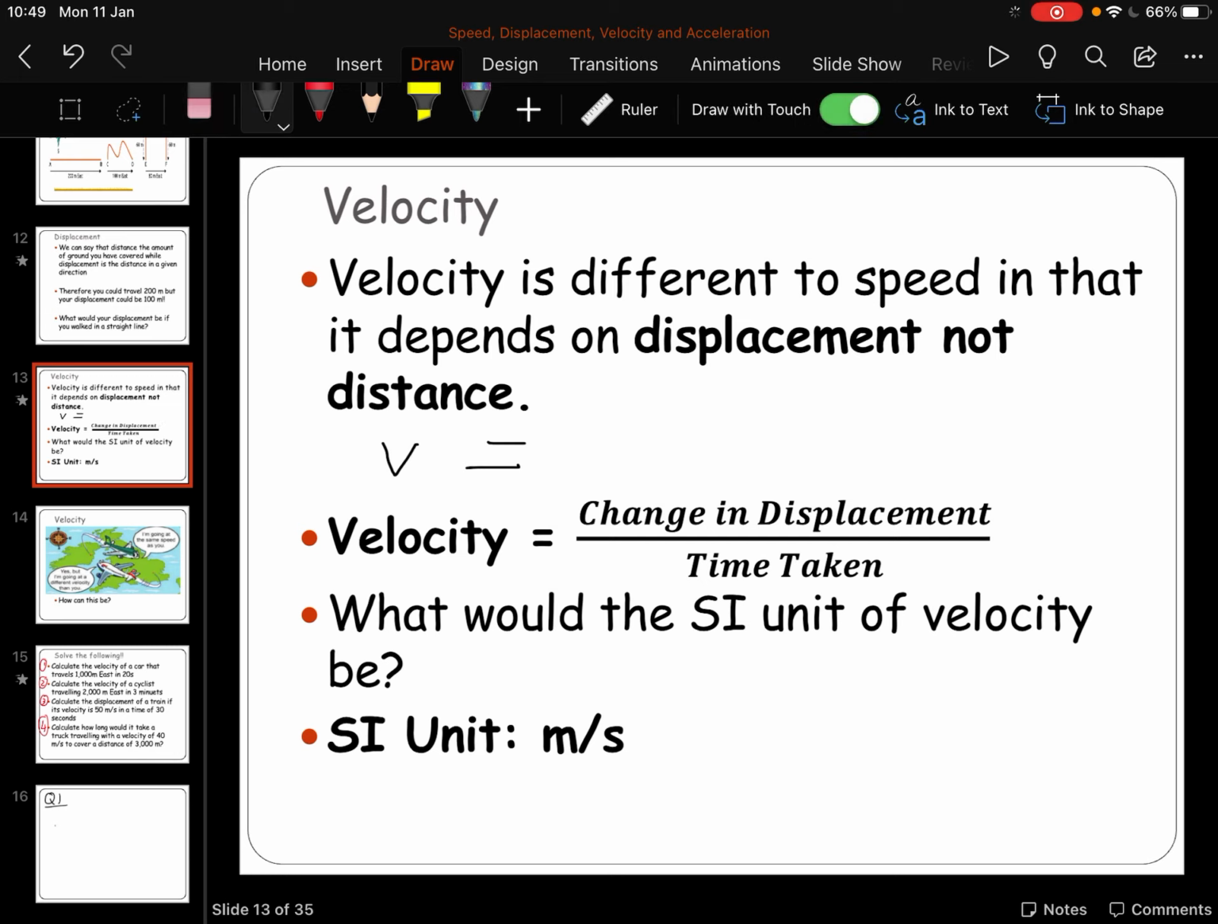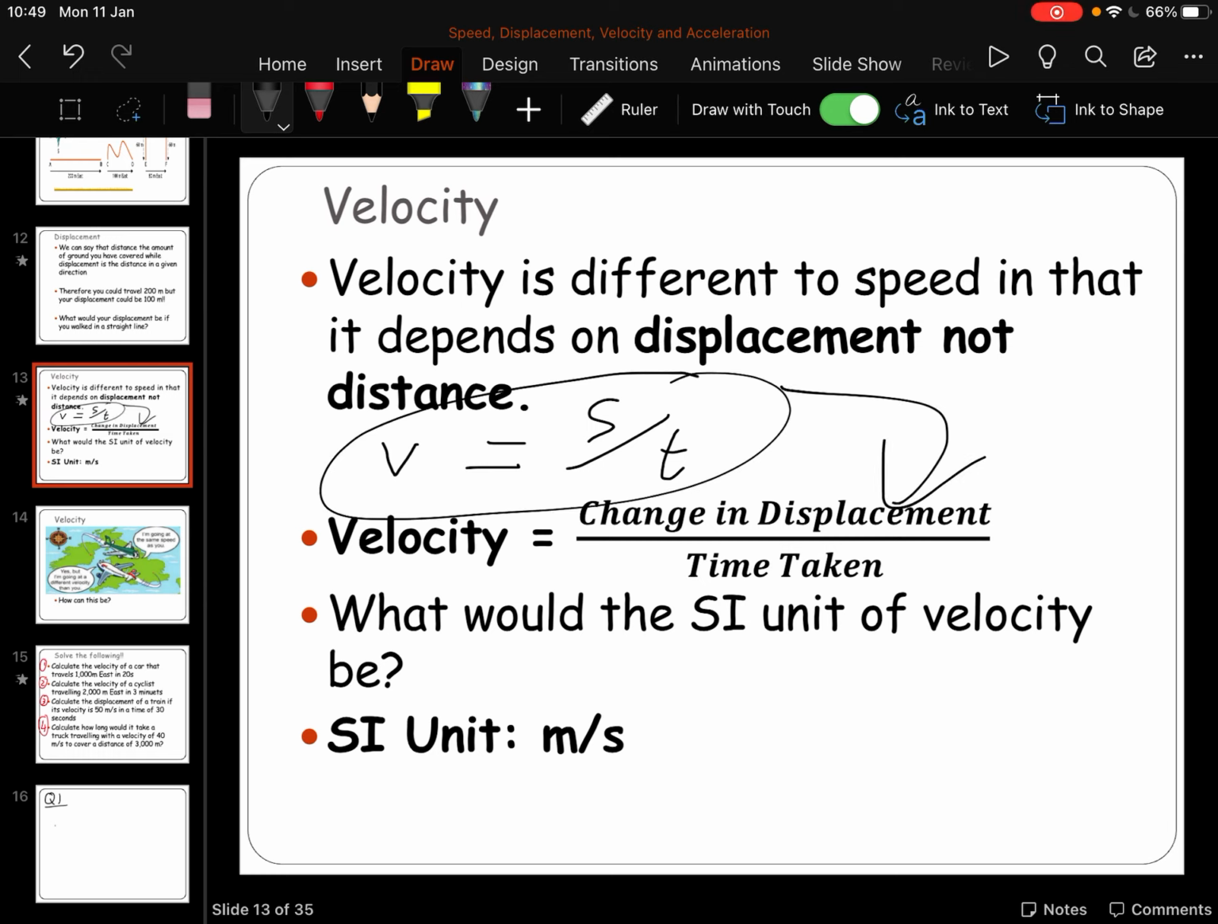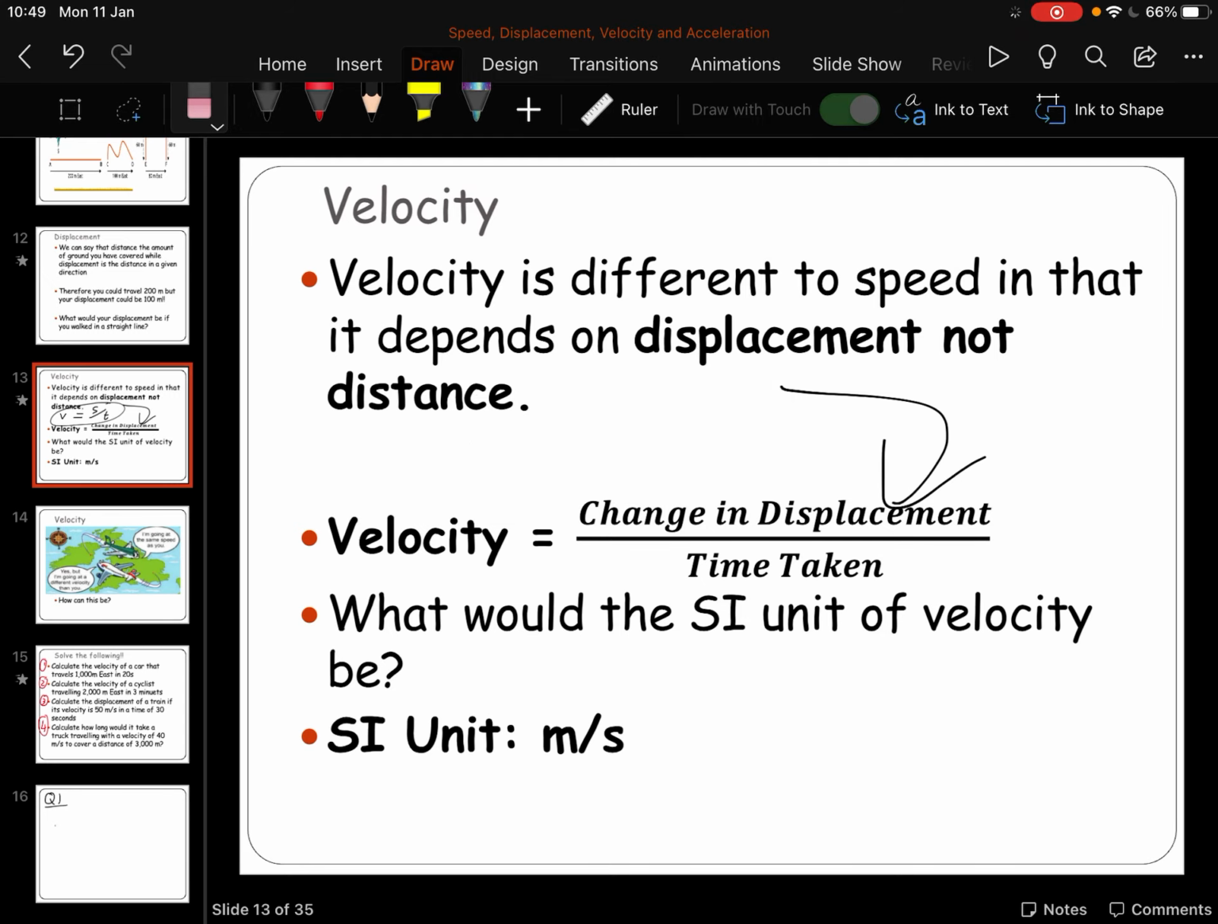But displacement, the symbol for displacement is S. And time is, of course, T. So V is S over T. That's what these symbols mean, and they're the symbols I'm going to use now. So S is for displacement, T is for time. You don't have to use the symbols. I'm just using them because I'm low on space down below.